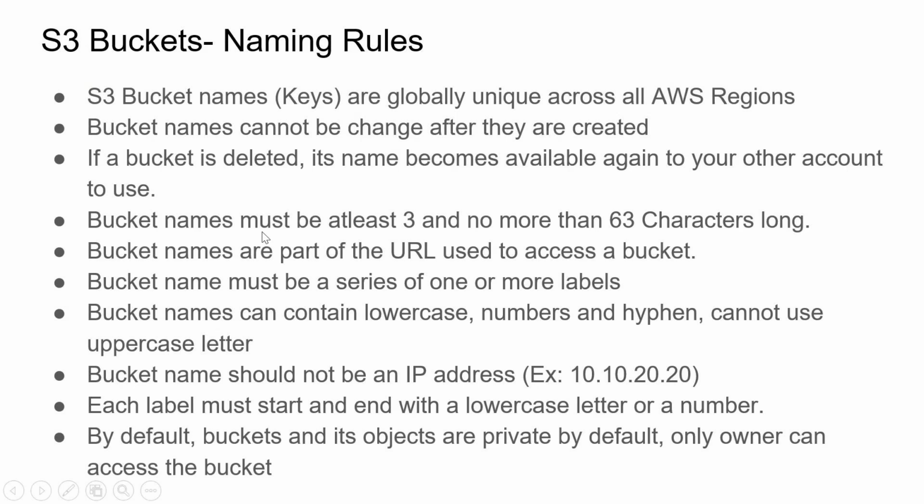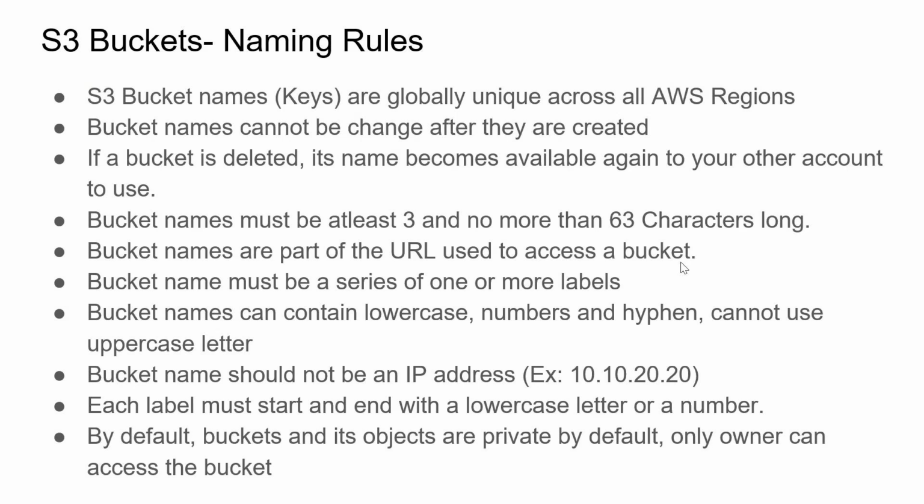Bucket names must be at least 3 and no more than 63 characters long. Bucket names are part of the URL used to access a bucket. Why does a URL come in here? Because the files we are storing, if you want to share them, they can view the content of the file using a URL as well. So automatically, whenever you create a bucket, a URL is created. When you upload a file, a URL is created for that file. We'll see how we can access it.